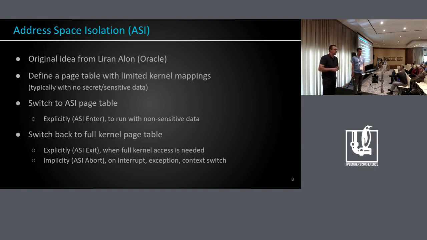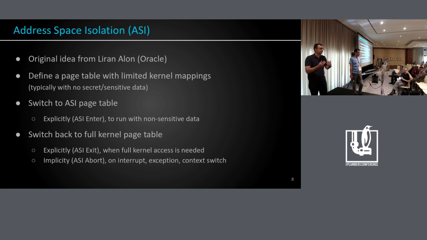Liran's initial proposal was to remove mappings, but I've gone the other way, to add mappings, because I was fearing there could be some synchronization issue if you start from the full mapping and remove something while something is changing in the initial kernel mapping. Once you have this limited page table, you switch to that page table explicitly, what we call an ASI enter. From this point, you are running, hopefully, with non-sensitive data. When you are done, you switch back and it returns to the full kernel page table.